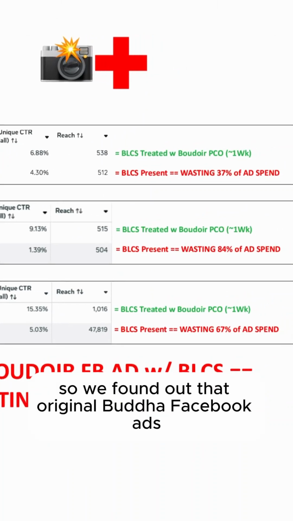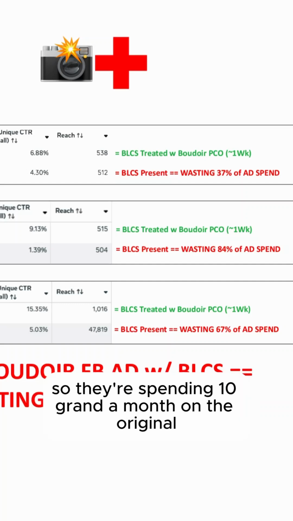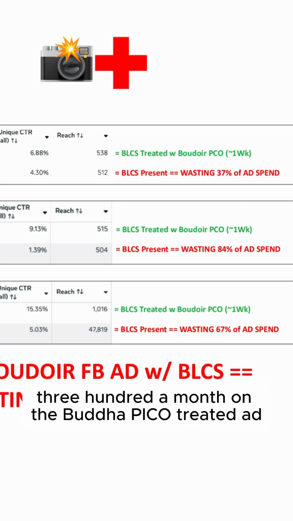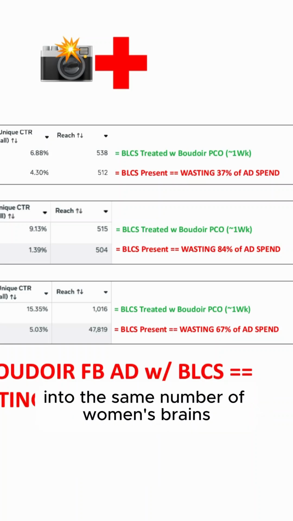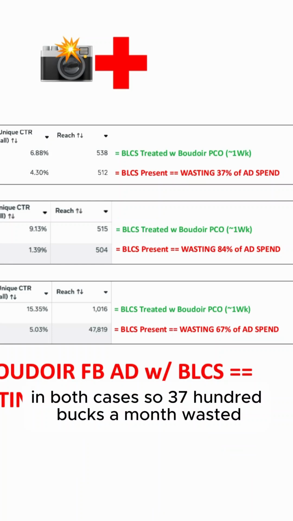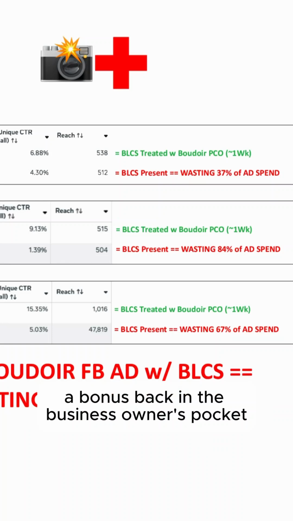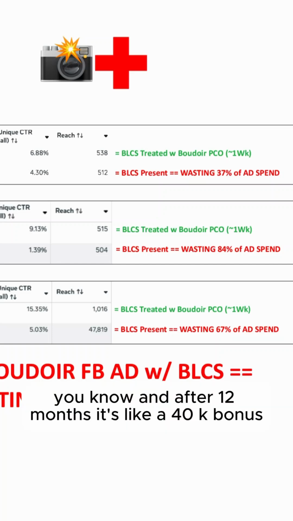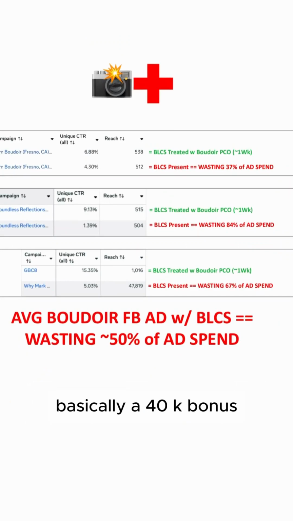So we found out that original Boudoir Facebook ad was wasting 37% of ad spend. So if they're spending 10 grand a month on the original, they now only have to spend 6,300 a month on the Boudoir Pico treated ad, and they're getting their ad into the same number of women's brains in both cases. So that's 3,700 bucks a month wasted. We can stop spending that, and that's kind of a bonus back in the business owner's pocket because they don't have to spend it anymore. And after 12 months, that's like a 40K bonus. So $3,700 bonus every single month, basically a 40K bonus.